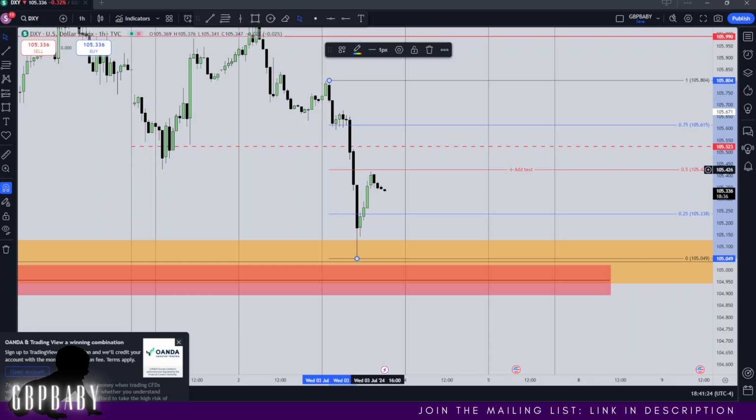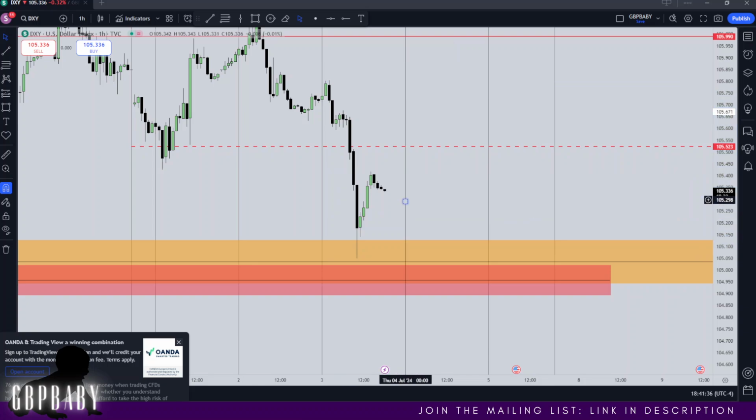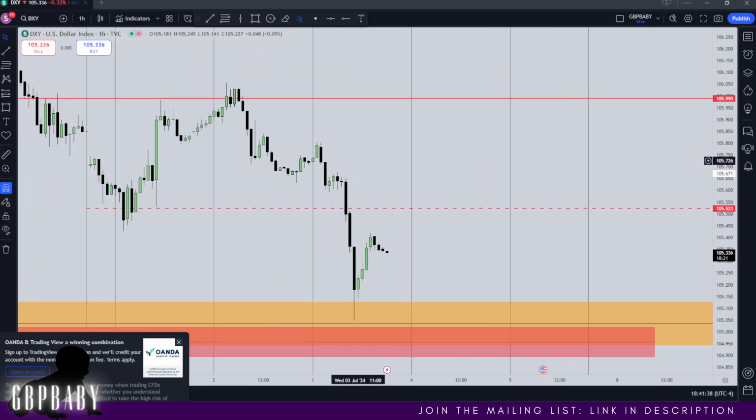Again, classic price action. If we trade into a premium in London, again, I'll be looking for shorts on dollar with longs on the pairs, aiming for that Wednesday low. I'm not happy to be bullish on dollar until that Wednesday low is tagged, basically. So yeah, that's pretty much everything on dollar.